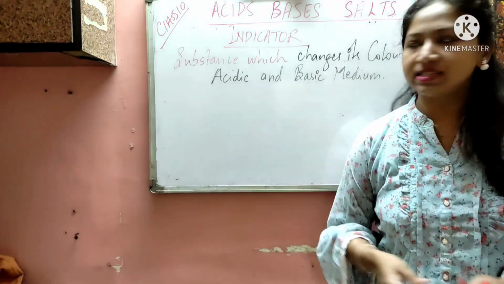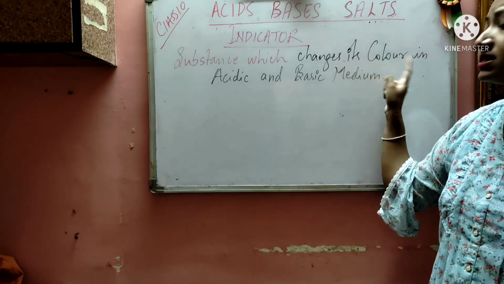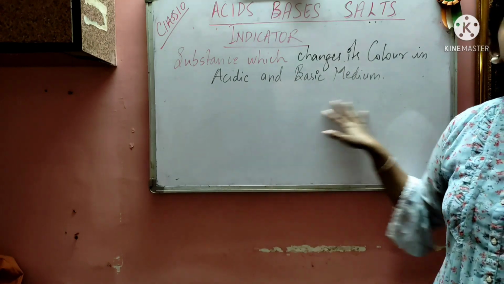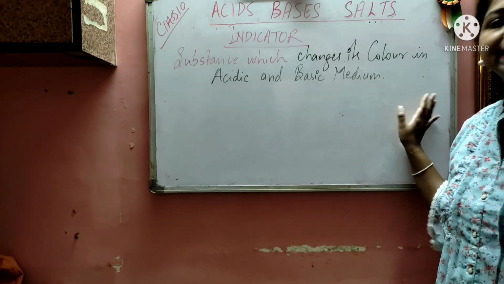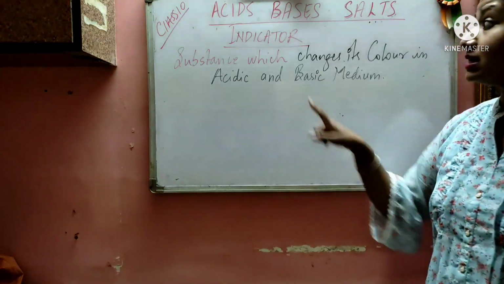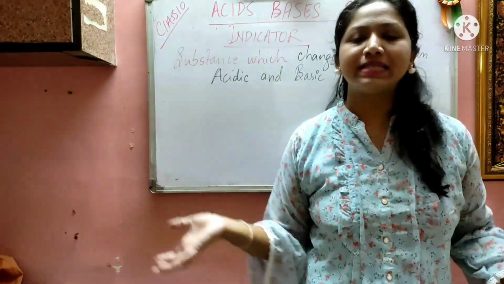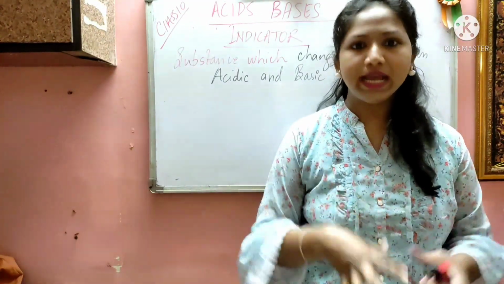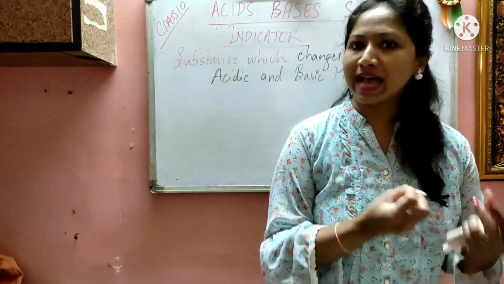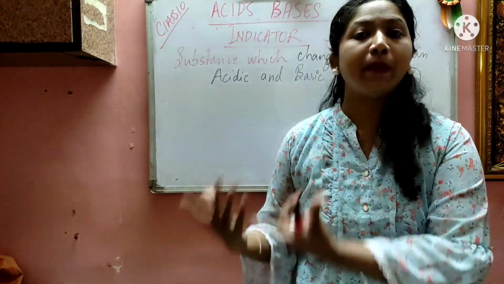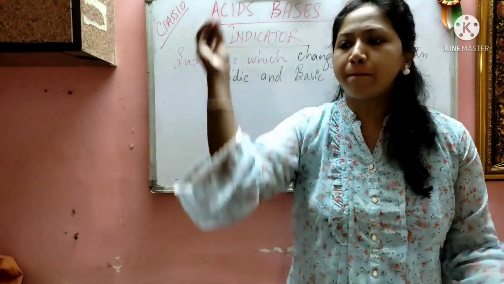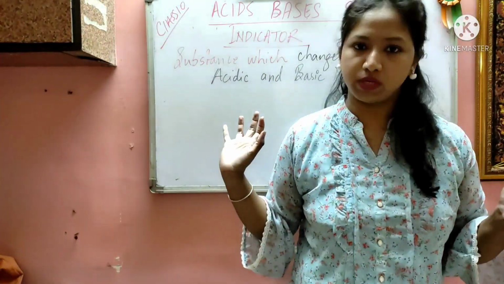What is an indicator, guys? The substance which changes its color in acidic and basic medium, or acidic and basic solution. It indicates that a particular solution is acidic or basic. How do you get to know? By putting the indicator into it.